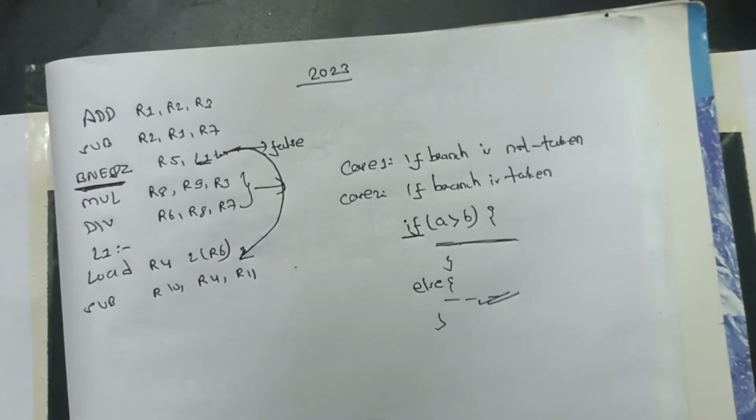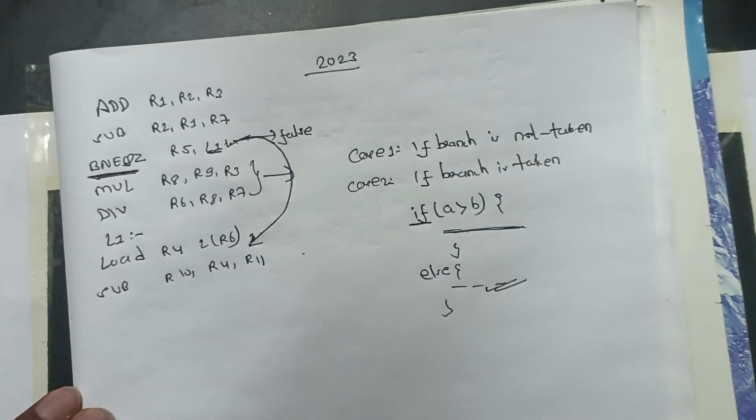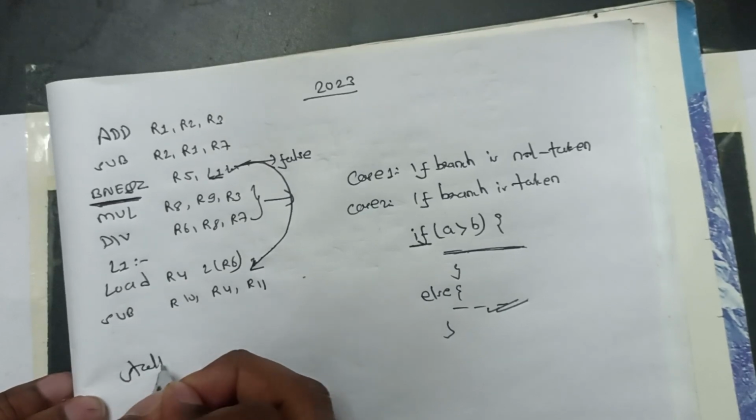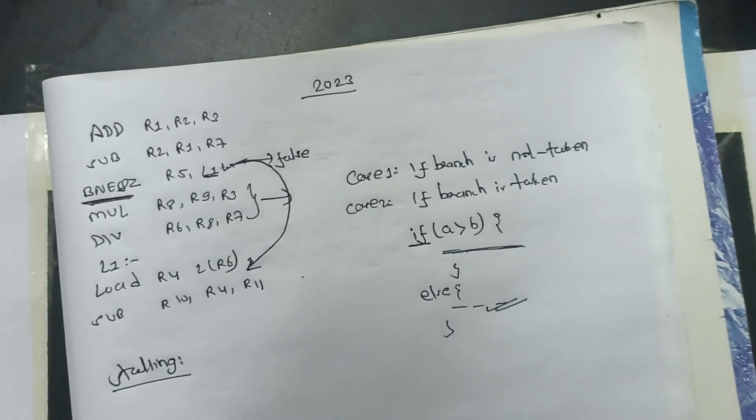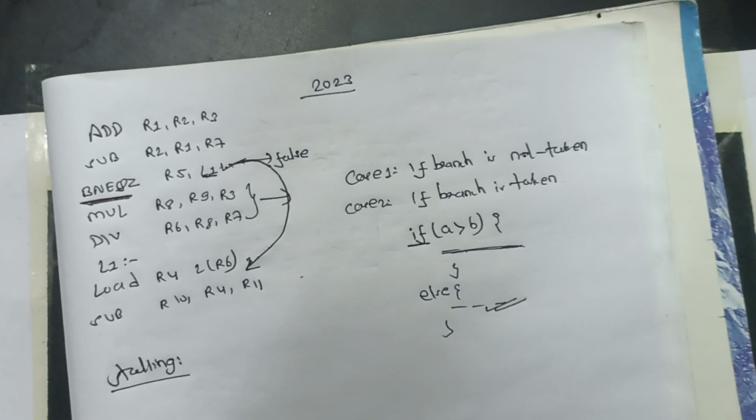Let's solve these questions using stalling, or without operand forwarding. Sometimes the question comes like that: solve this question without operand forwarding. By common sense, we know without operand forwarding means there is only one option left, that is stalling. I know the second option is reordering, but in this case without operand forwarding means stalling.